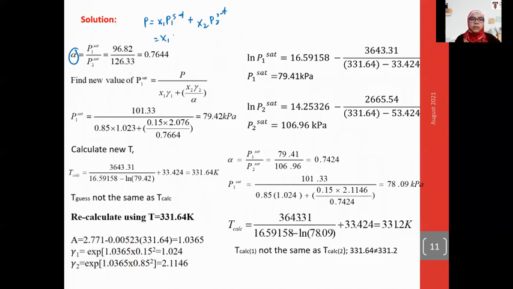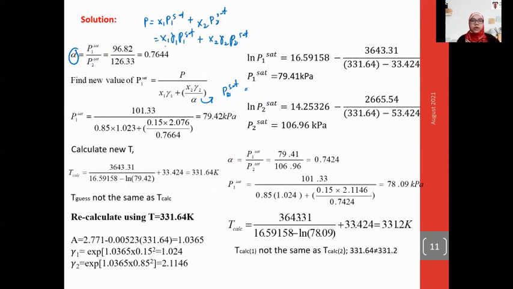Okay, I insert the gamma 1 P1 saturation plus x2 gamma 2 P2 saturation. Okay, and then you can rearrange. This is from P1 saturation or P2 saturation, because alpha is P1 over P2. So for P2 saturation, you can use this correlation of alpha. We have P1 over P2.